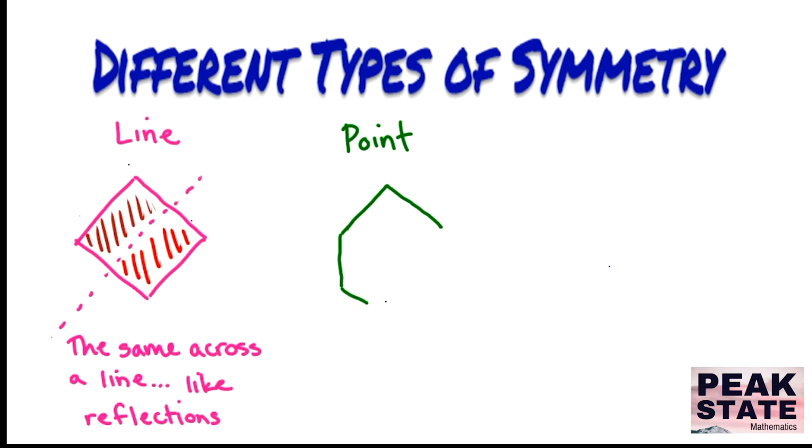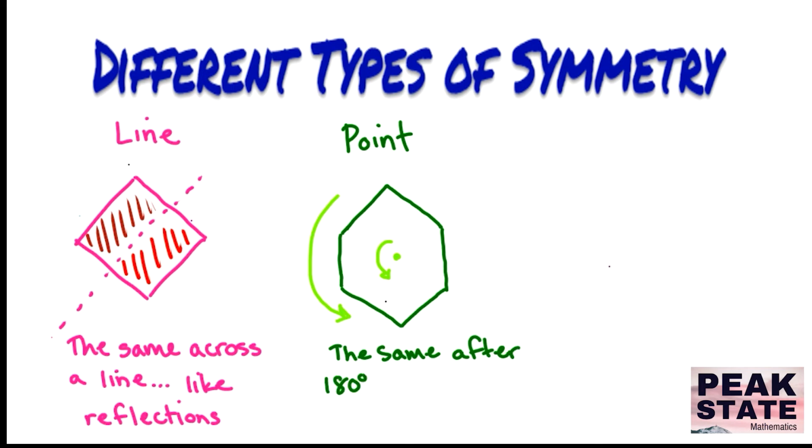Point symmetry means that you've got a point somewhere in that object that if you spin 180 degrees around that point, it's going to land on its exact same self. Right? So think about this as a 180 degree rotation and that it's the same.